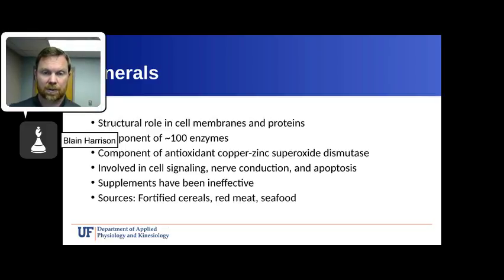Zinc is another trace mineral that is an important structural component of cell membranes and various proteins. More than 100 enzymes require zinc as a cofactor to function properly, and it plays a role in cell signaling, nerve conduction, and apoptosis. It is part of the antioxidant molecule copper-zinc superoxide dismutase, which neutralizes reactive oxygen species, particularly as they interact with cell membranes. Therefore, low zinc levels can limit the amount of this antioxidant and make cell membranes susceptible to the oxidative damage that occurs with exercise. Intakes above the RDA have not been shown to have an ergogenic benefit, and zinc is found readily in red meat and seafood products along with fortified cereals.